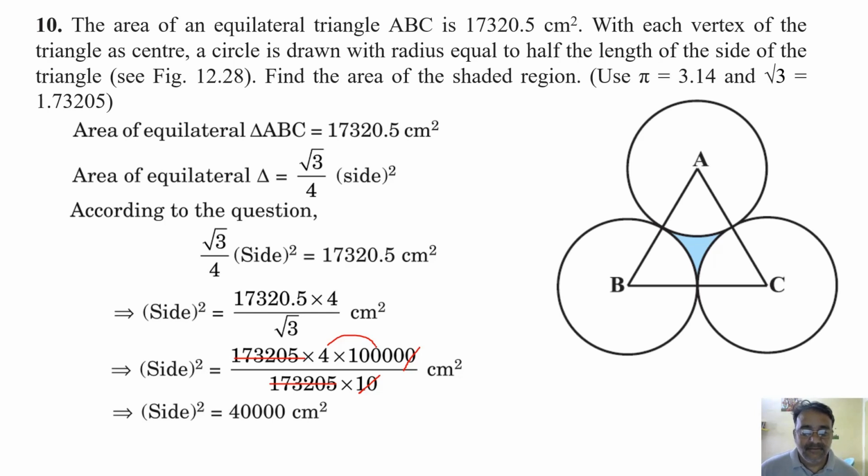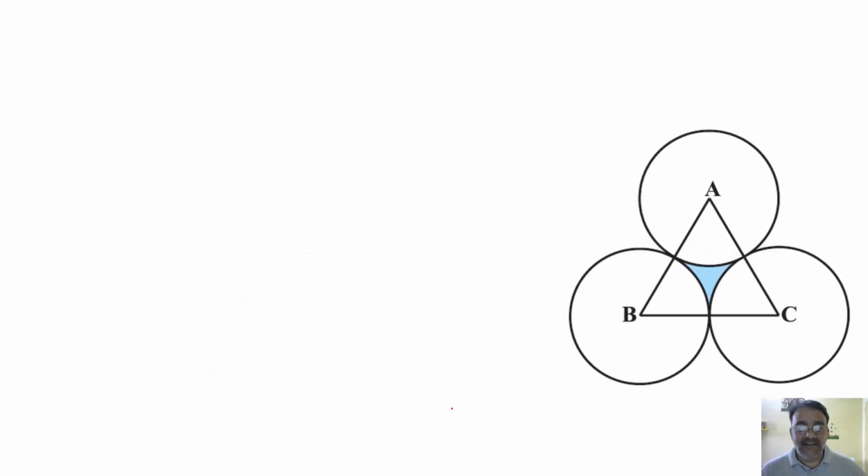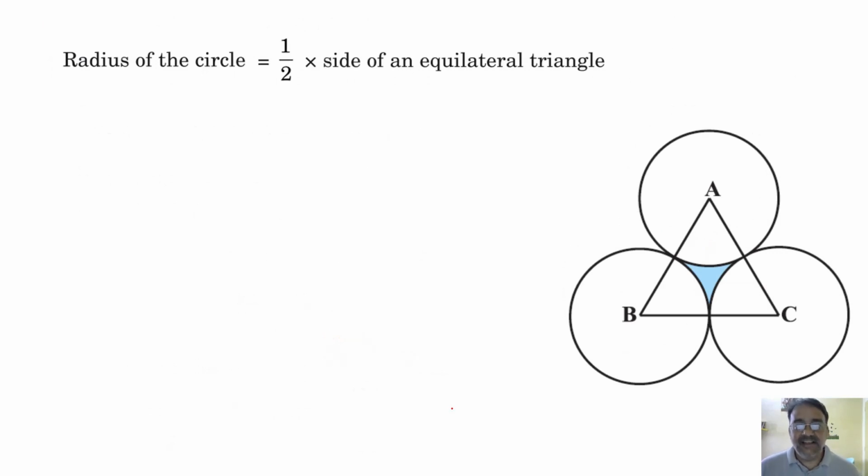400. No. See, this is a pair of two zeros, so here 100 will come. What is the square root of 4? 2. So 200. Final answer is 200 centimeter. Okay, now we got the value of side. If the side is 200, how much will the radius be? 100. Very good. So the radius of the circle is half of the side of an equilateral triangle. So half into 200 will be equal to 100 centimeter.